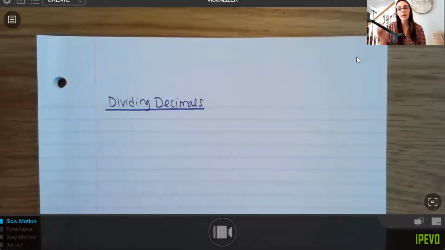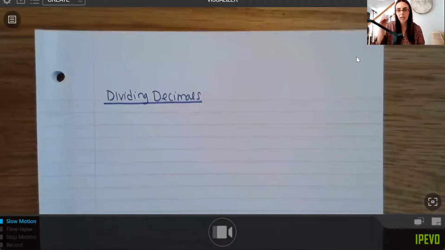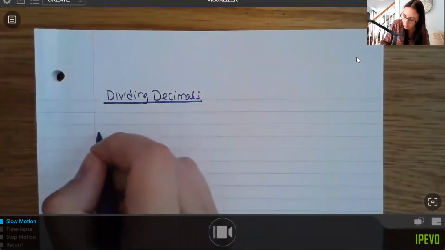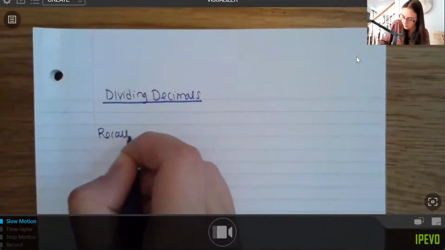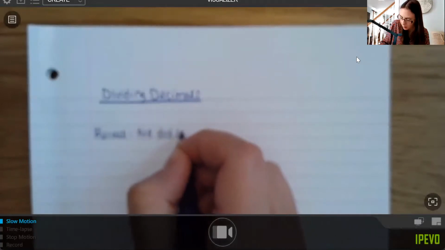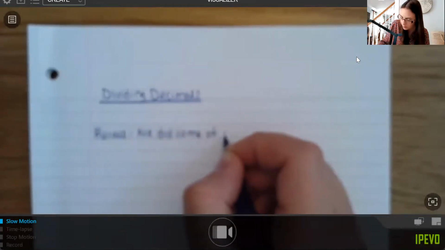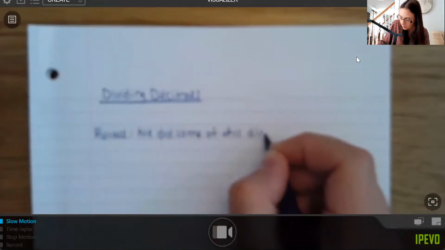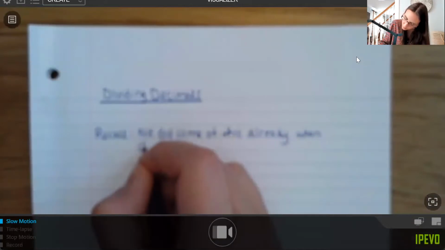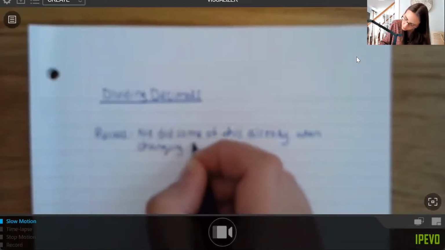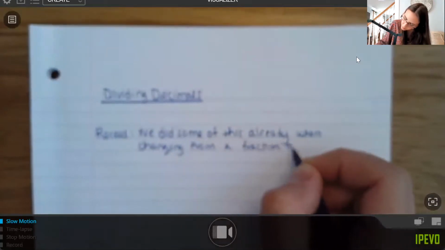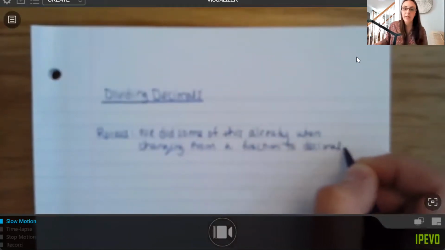Now, we've already seen this a little bit, so I did introduce this concept when we were changing over from fractions to decimals, right? So recall that we did some of this.